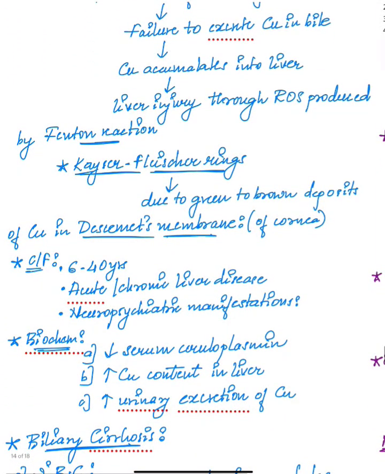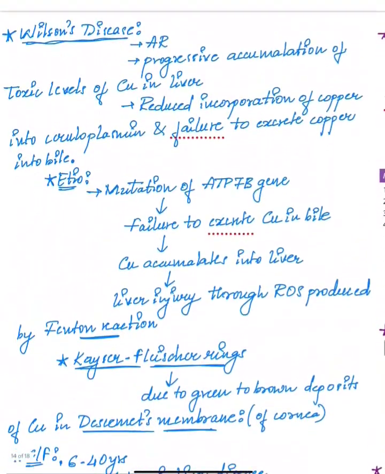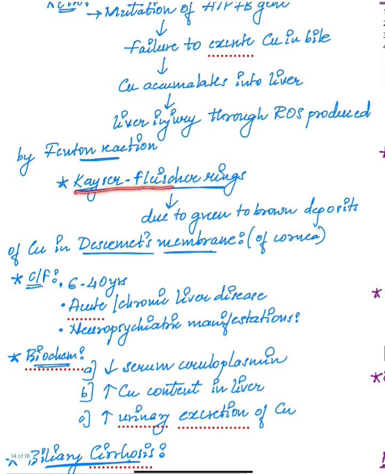The main feature of Wilson's disease is Kayser-Fleischer rings. This is seen in the eyes. It is due to green to brown deposits of copper in Descemet's membrane. This Descemet's membrane is a layer of the cornea.